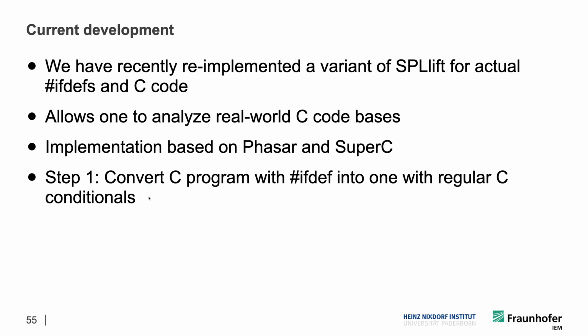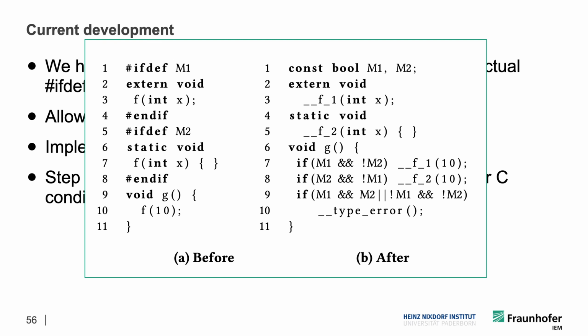That's really what Super C here does for us. So it's sort of doing a so-called desugaring of this if-def enriched code into regular C code. Let me show you what this looks like in this example product line that we have here.